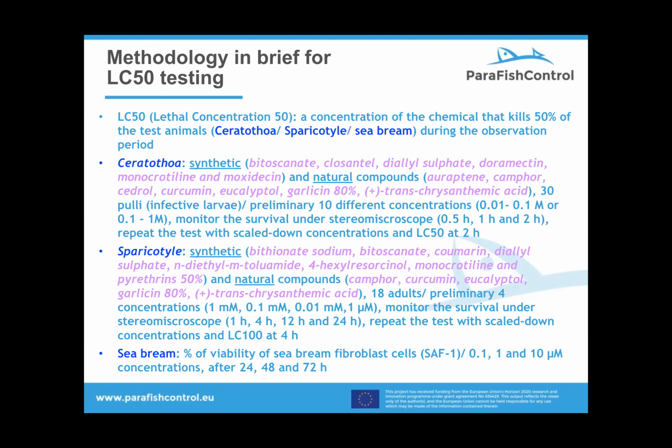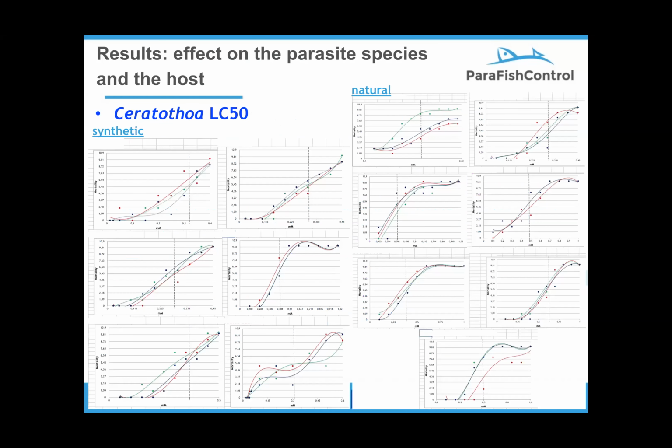I'm not going to read through all these experimental details, but bear in mind that sea bream fibroblast cell viability has been tested for a range of concentrations of all of these compounds from 0.1 up to 10 micromoles, which is quite a high concentration.